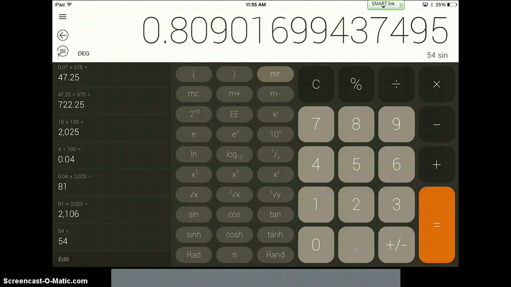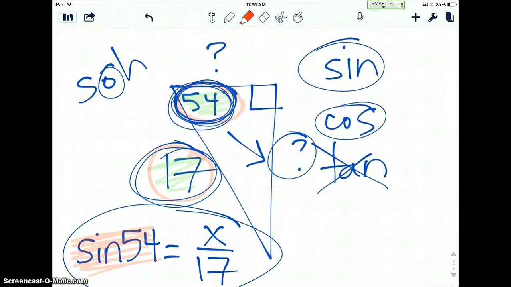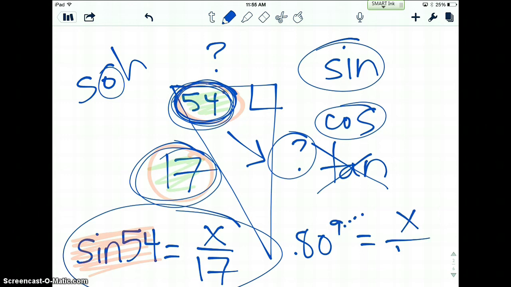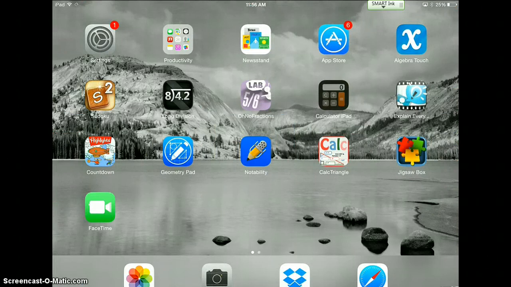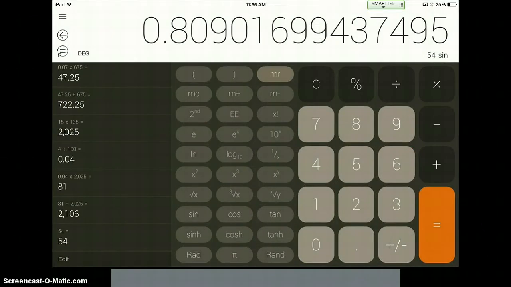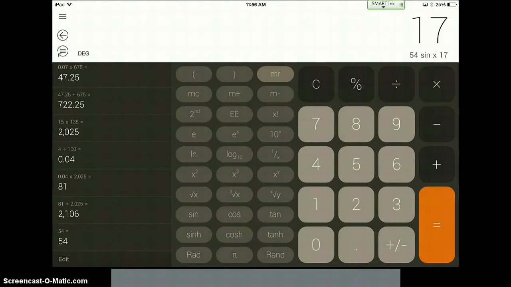Okay, 0.80901, blah, blah, blah. So you know what? I'm not going to rewrite that out. But I will just for you, 0.809, blah, blah. I'm going to keep it on my calculator because to get the x value, I'm going to have to get rid of the division by 17. So to do that, I'm going to do the inverse operation of dividing, which is multiplying. So use the multiplication property of equality and multiply by 17 on both sides. So that when I do that on the calculator, I'm going to have that number that I did not approximate, and I'm going to multiply it by 17.